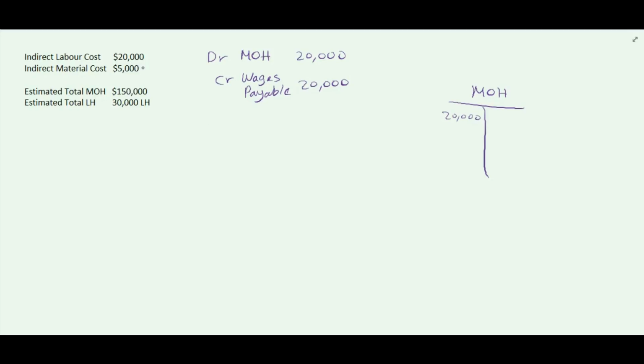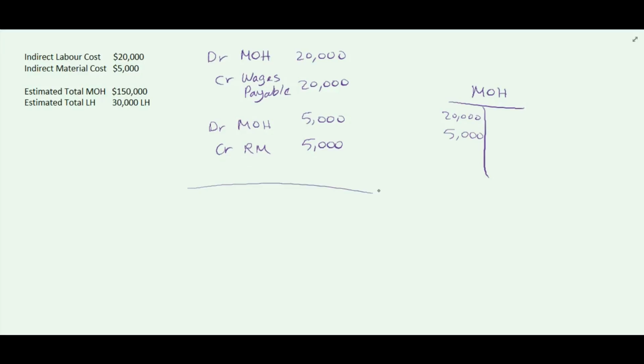Then to register the second transaction, we will debit manufacturing overhead $5,000 and credit, let's say, raw material inventory $5,000. So we have another credit of $5,000. Okay, now we know how to add the journal entries to account for the manufacturing overhead costs.